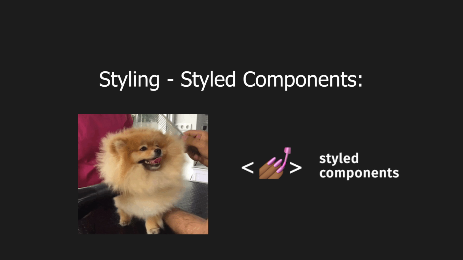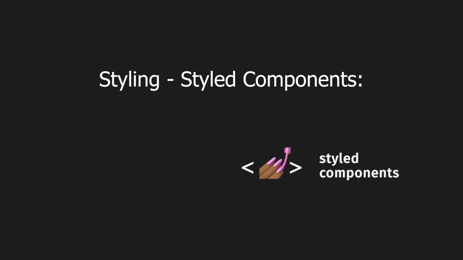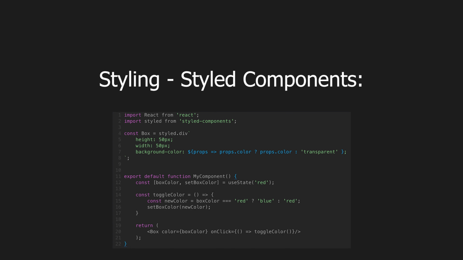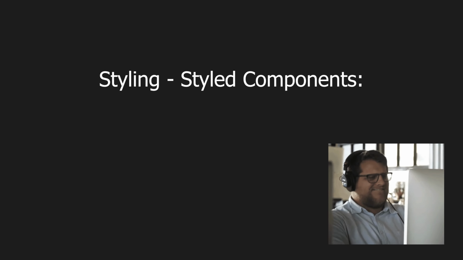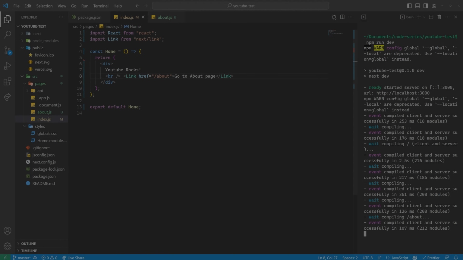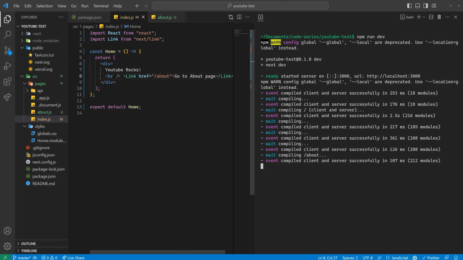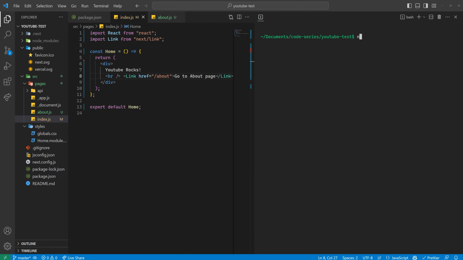Now let's dive into the world of styling with styled components. This method gives us a powerful and intuitive way to style our Next.js applications. If you are a fan of using JavaScript to create your styles, you are going to love this. First, make sure you have styled components installed in your project. Stop the server from running by hitting Ctrl+C or Command+C and type npm install styled-components.